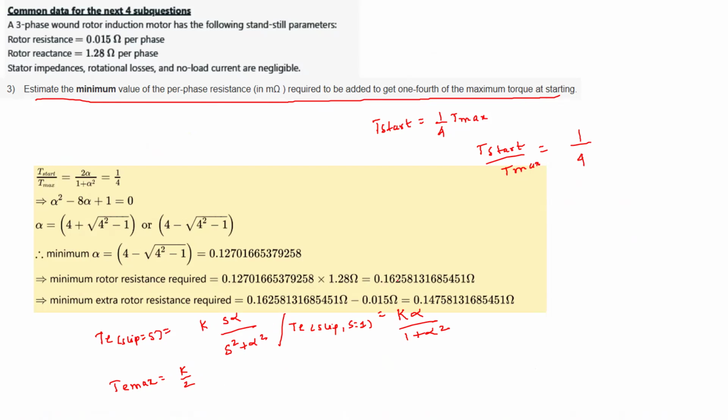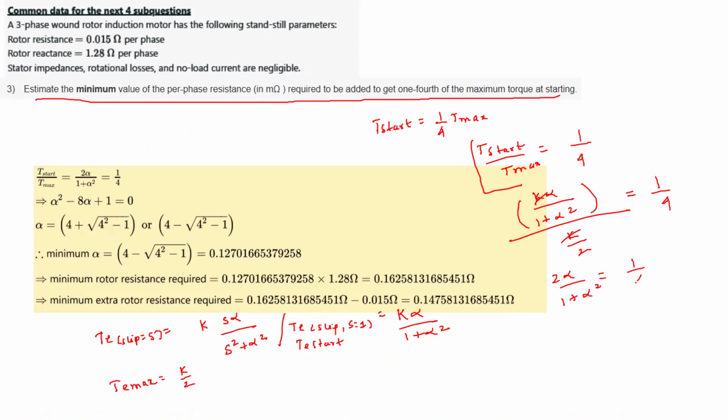Okay. So what you have to do is take the ratio of the two. T at slip S equal to 1 is T start. So T start by T max becomes K alpha by 1 plus alpha square, divided by K by 2. This should be equal to 1 by 4. So K gets cancelled and 2 goes in the numerator. So it becomes 2 alpha by 1 plus alpha square equal to 1 by 4.